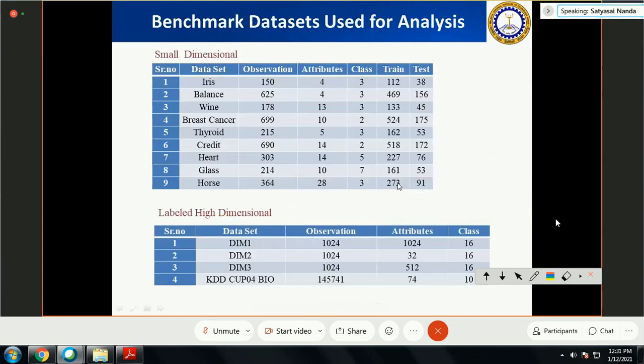And we have applied and tested it on various benchmark data sets, that is low dimensional data sets and some of the high dimensional data sets. You can observe that we have also tested on KDD Cup data sets, in which the class sizes are also varying from 16 to 10 to a larger number of clusters.